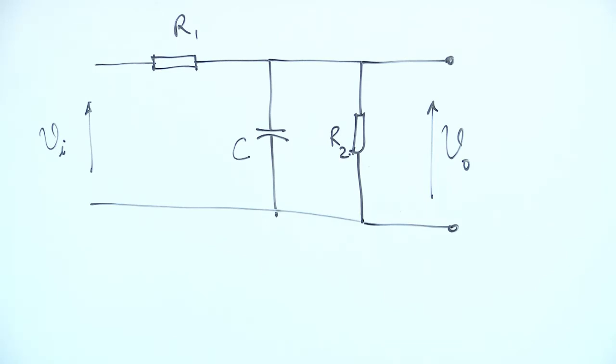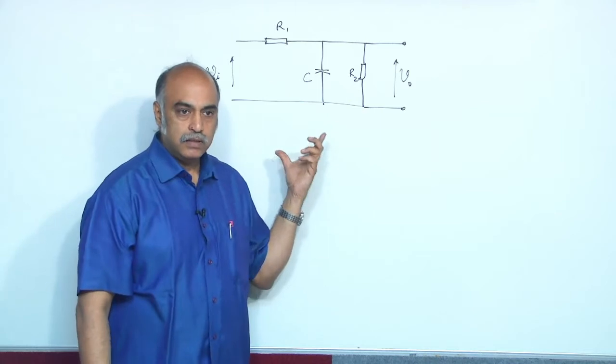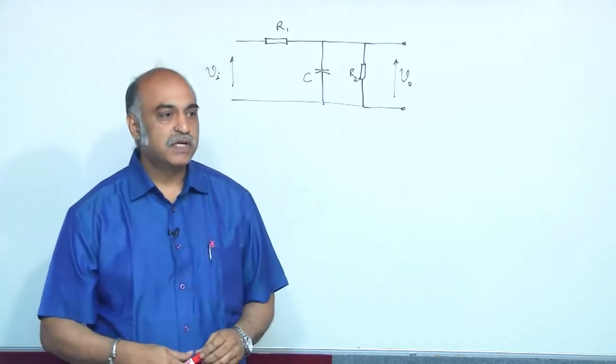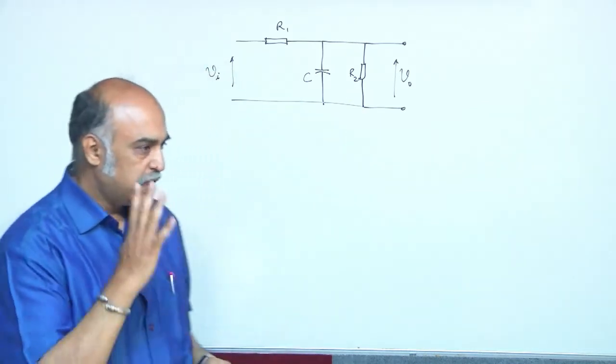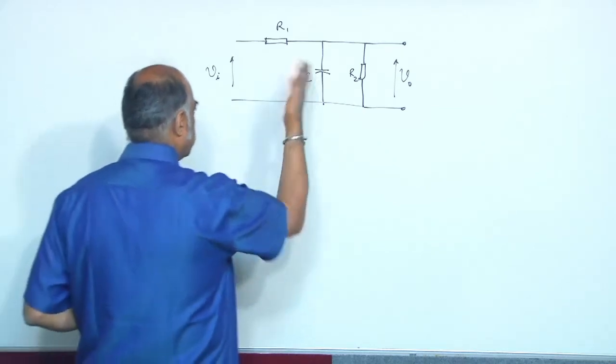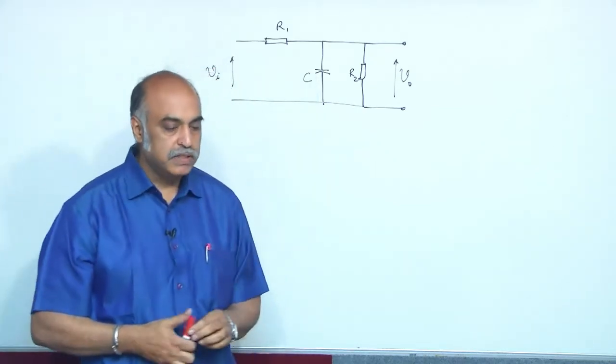What order system is this? This is a first order system. Why did you say it is a first order system? One energy storage. So, you have one energy storage element C, it is a first order system.